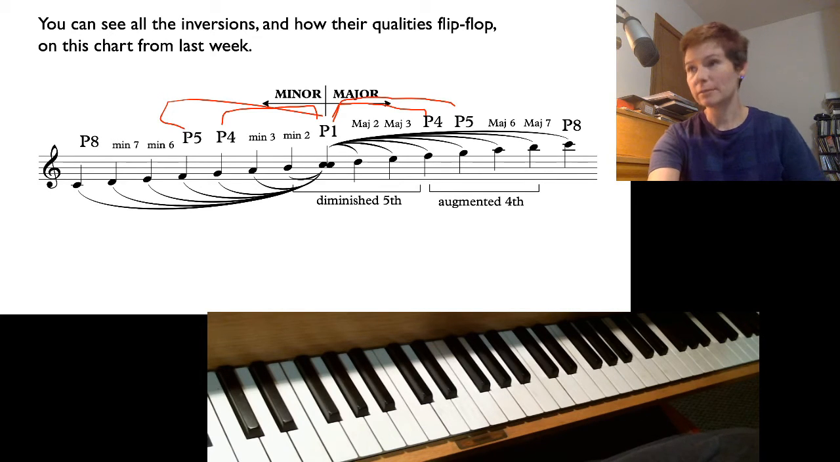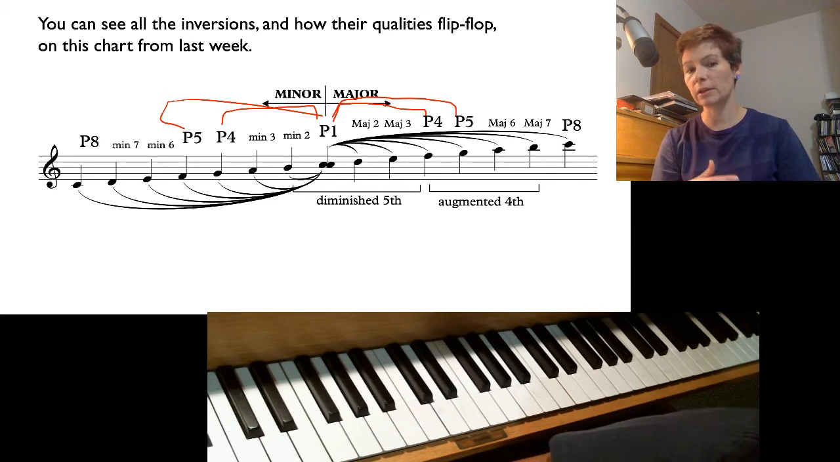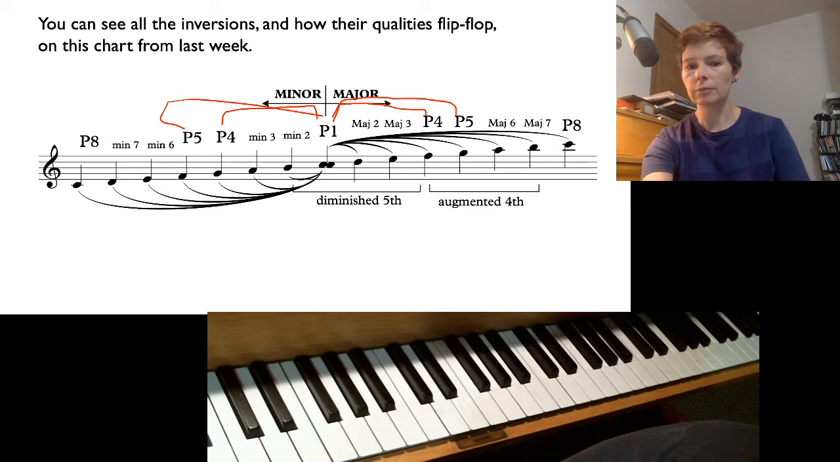My perfect fifth going down from Do has the same number of half steps as my perfect fifth coming up from Do. So that means the inversions keep the same quality, because a perfect fourth is going to invert to a perfect fifth, and vice versa. Also, I want to point out that, again, we have the diminished fifth and the augmented fourth.